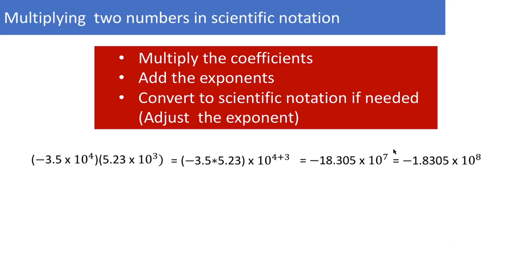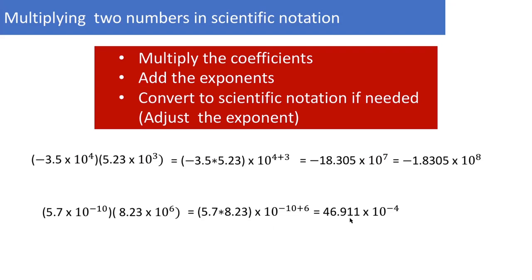Now this one is not in scientific notation, so I have to move this to the left. So I divide it by 10, I multiply this by 10. 8, I added 1, see? Here's another example. So you multiply this times this, and you add these two powers, two exponents. So this 10 to the power minus 10 plus 6 is 46.911 times 10 to the -4. Again, this is not in scientific notation, so I have to divide by 10. Multiply this by 10, you're adding 1. Adding 1 meaning negative becomes -3.